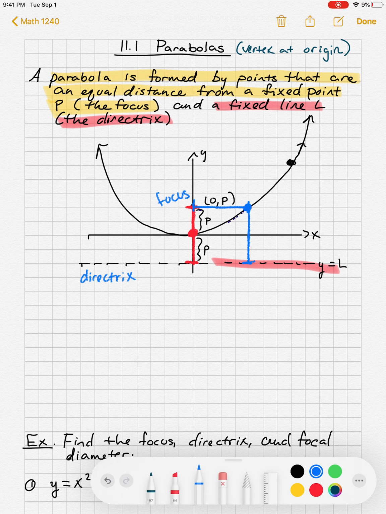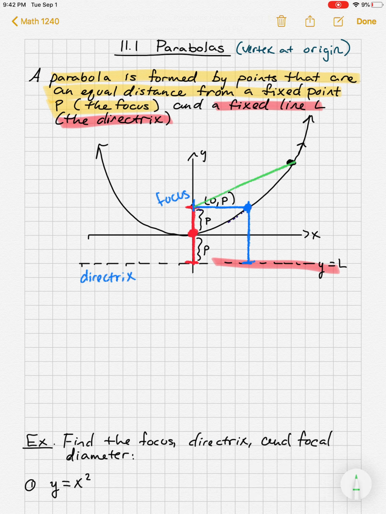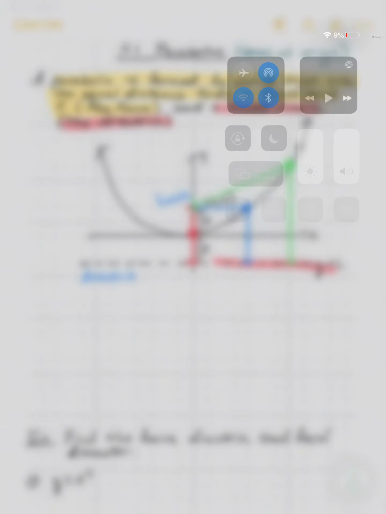So I can keep on going. This distance, the distance from the point on the parabola to the focus point, would have to be the same as the distance to the directrix. So if you keep on going with that scheme, ultimately you're going to get all the points on that parabola.